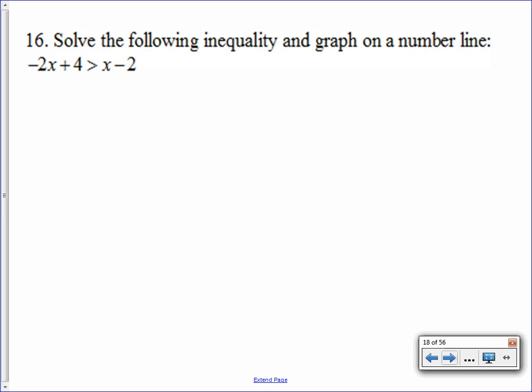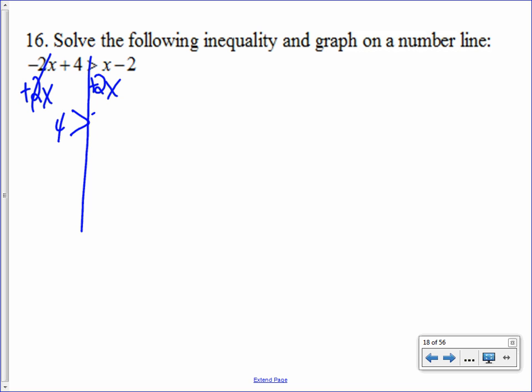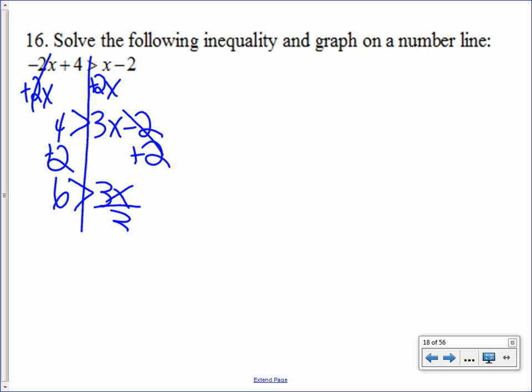I have another one here. Fractions? No. Parentheses? No. I can't combine like terms, but I do have to bring all x's to one side. Always bring the smaller one to the larger one to keep everything positive. 4 is greater than 3x minus 2. Isolate, add or subtract first. Divide last.